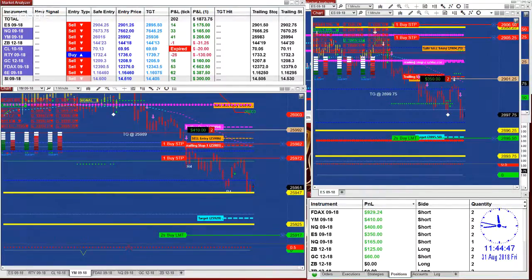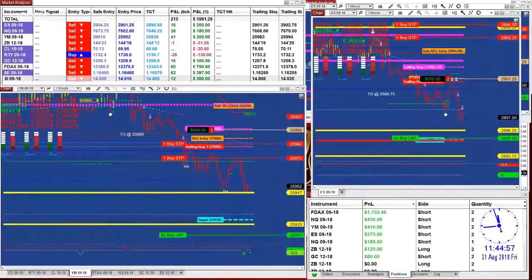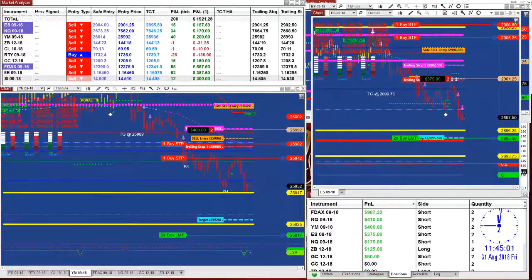Let me see. Are we done here? Oh, yeah. Let me see something here. Oh, there we go. Okay. You can mark all the targets, and we are about to hit the targets.